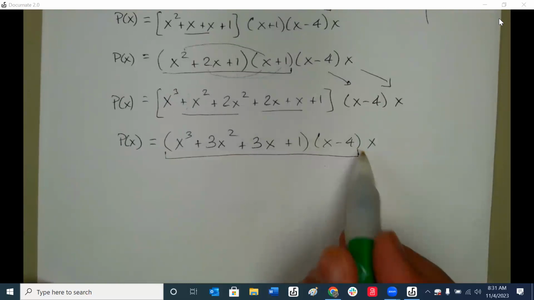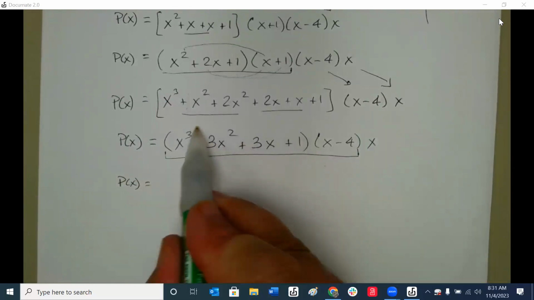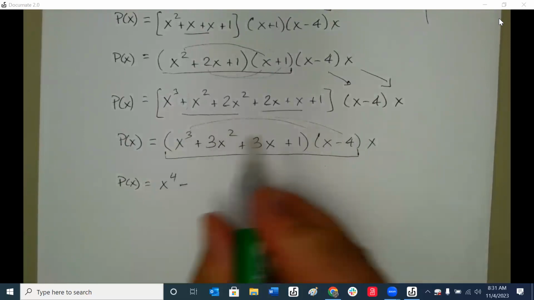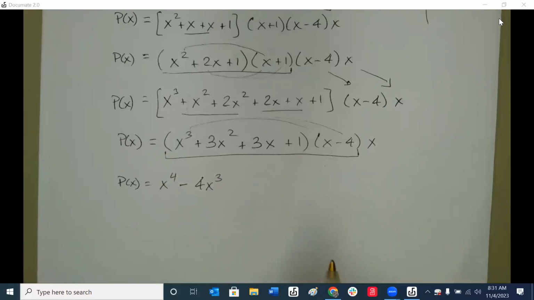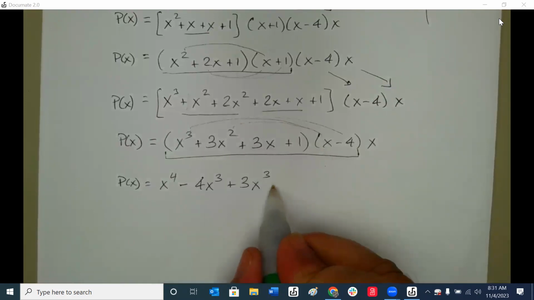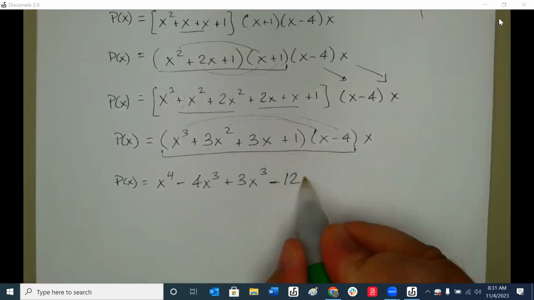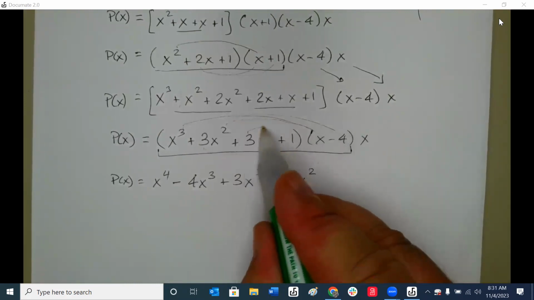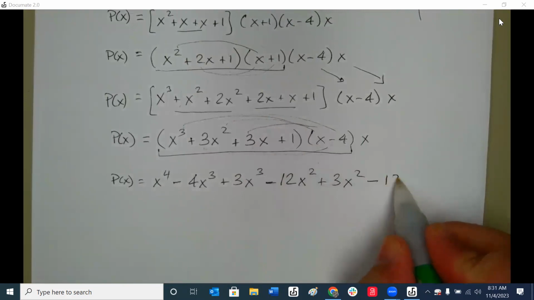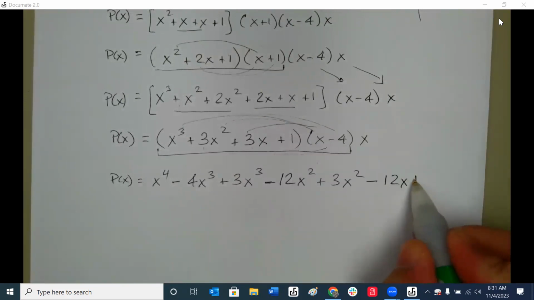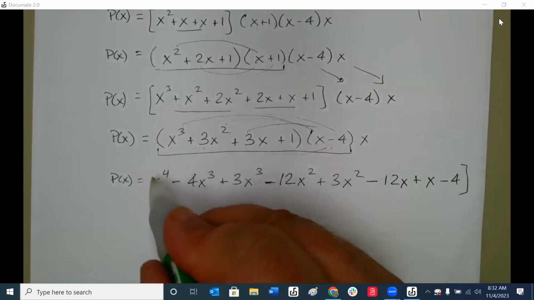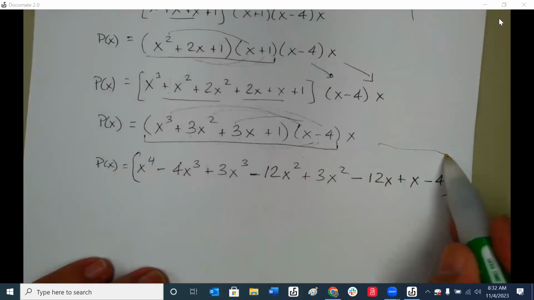Do it again. Multiply these two together. x cubed times x is x to the 4th. Positive and negative is negative. x cubed times 4 is 4x cubed. 3x squared times x is 3x cubed. Positive times negative is negative. 3 times 4 is 12x squared. 3x times x is positive, 3x squared. Positive times negative is negative. 3 times 4 is 12x. Positive, positive is positive. 1 times x is x. Positive times negative is negative. 1 times 4 is 4. And bring down the x at the very end.